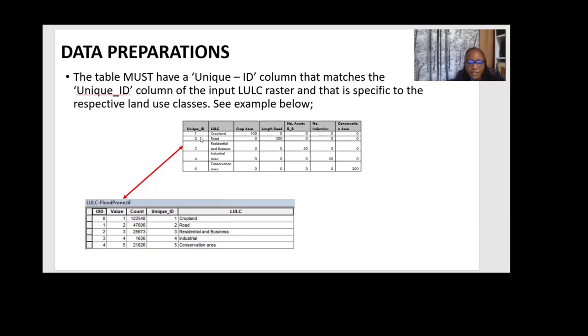And this information should match with the value ID of the land use land cover raster, so that when it is run, they can match and the data is picked by the raster.